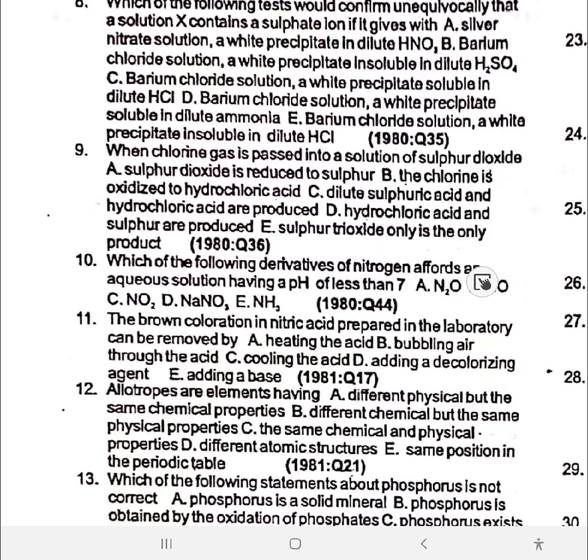Number 10. Which of the following derivatives of nitrogen affords an aqueous solution having a pH of less than 7? They're asking which of these derivatives of nitrogen is acidic. Don't forget, write down NO2 is an acidic gas or acidic anhydride. Anhydride is spelled A-N-H-Y-D-R-I-D-E, acid anhydride. Now write 2NO2 plus H2O would give you HNO2 plus HNO3. So NO2 is an acid anhydride. Number 10 is option C.